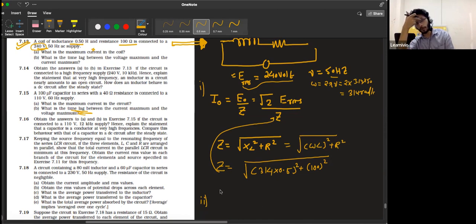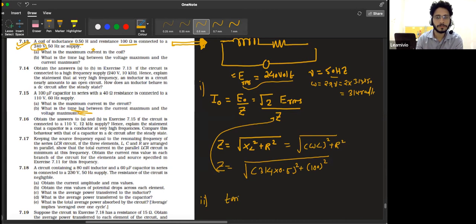Arpit, what is the formula for calculating phase difference in RL circuit? Haji Arpit, formula for calculating the phase difference. Right, Alia? Yashika, formula for calculating the phase difference in RL circuit.